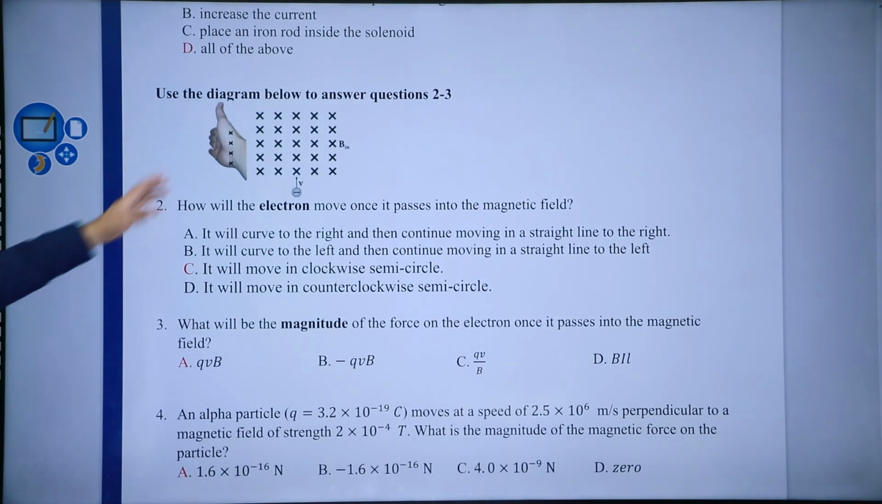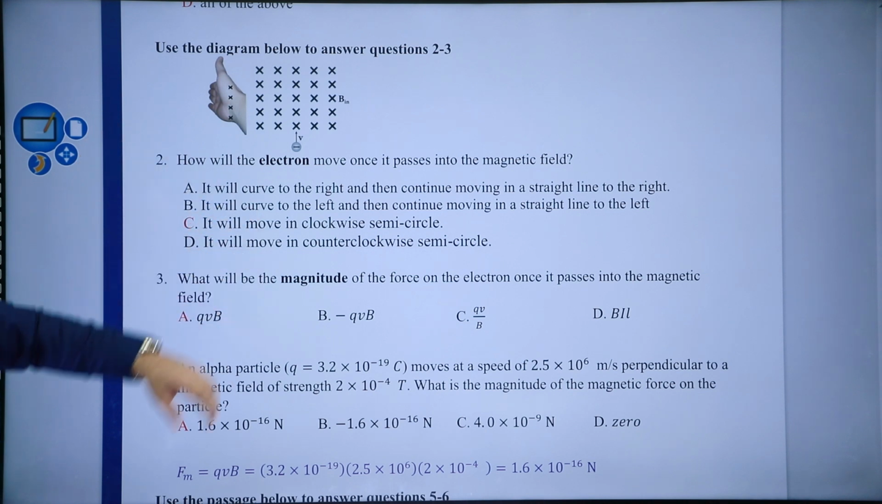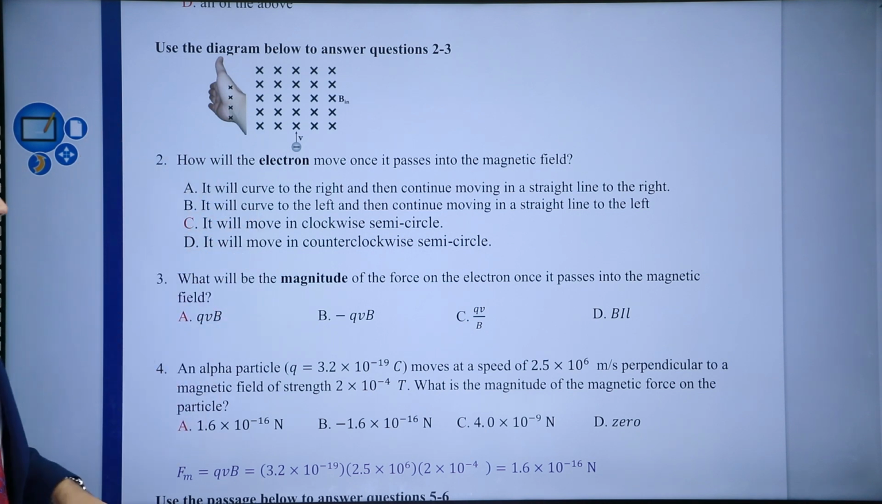Use the diagram below to answer questions 2 to 3. How will electrons move once they pass into the magnetic field?